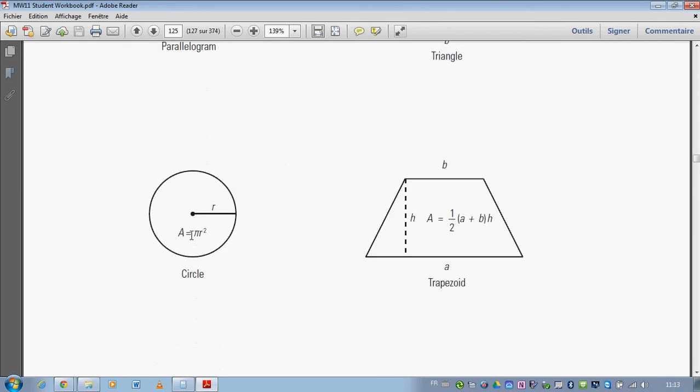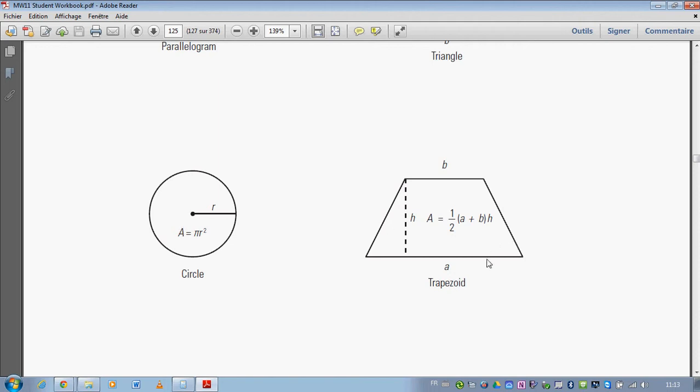For a circle, the area is pi times r squared, where r is the radius of the circle. So from the middle of the circle to the outer edge of the circle, that is known as the radius. If you take this radius and multiply it by itself, or square it, and then multiply that value by pi, that would give you the area of the circle.